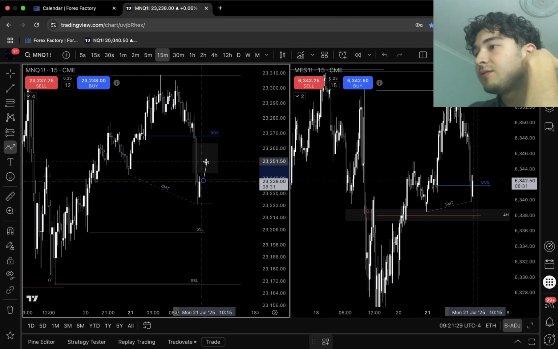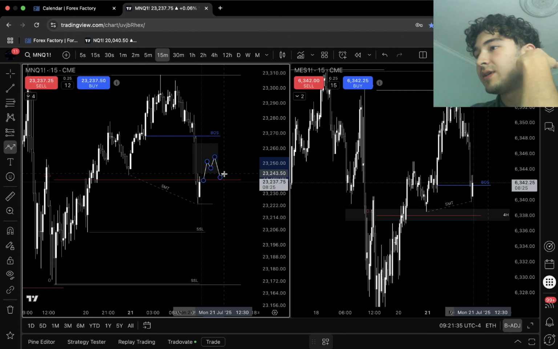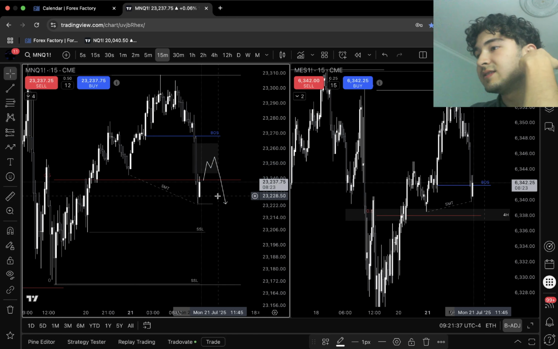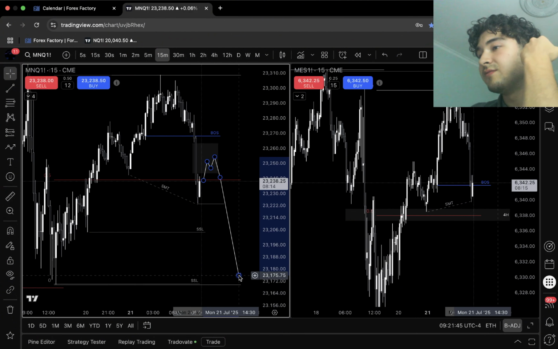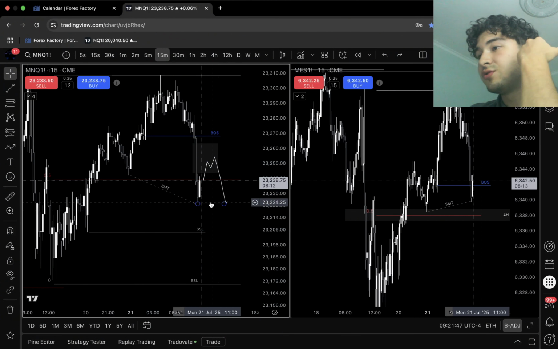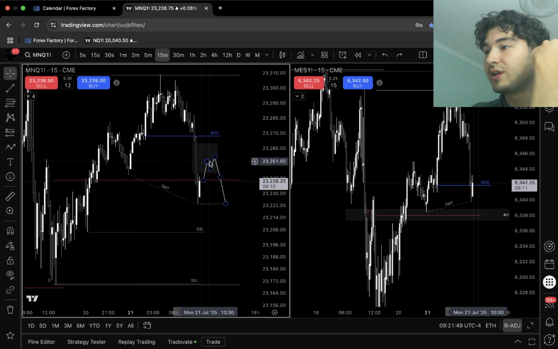If we come in here and start creating a small SMT over here and start breaking structure down, then I'm taking a short because I know at least this low is super high probability. So I'm confident in this low getting taken. I don't know about the rest of them, but I am sure this will happen if we have an SMT and break of structure over here.